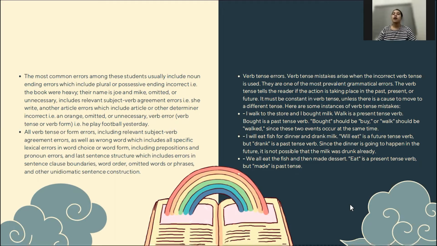So I'm going to explain one example. Okay, the first example is: I walk to the store and I bought milk. Walk is a present tense verb. Bought is a past tense verb. Bought should be buy, or walk should be walked, since these two events occur at the same time.